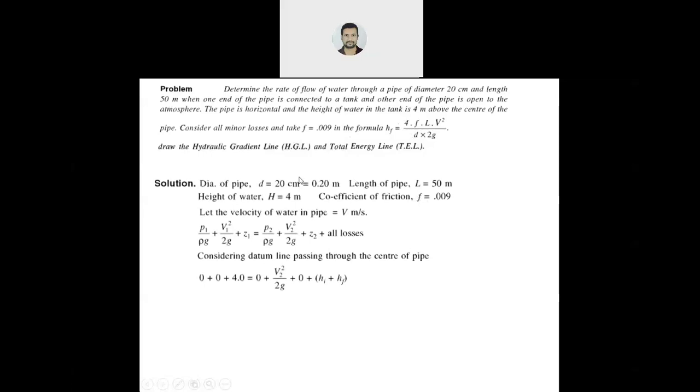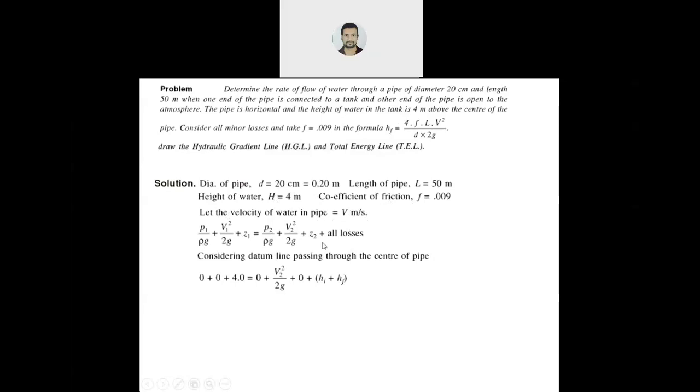write the given data. Diameter is given as 20 centimeter, which will be equal to 0.2 meter, we have to convert it into meters. Similarly, length 50 meter, height of the water, capital H, 4 meter, value of f, coefficient of friction, 0.009. These things are given. Now let the velocity of water inside the pipe be capital V.